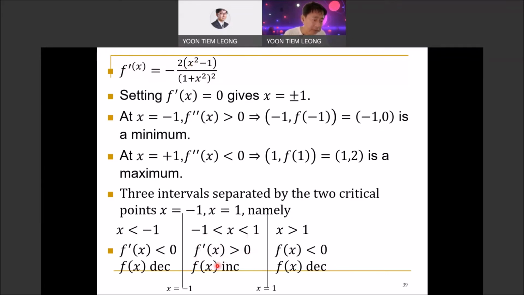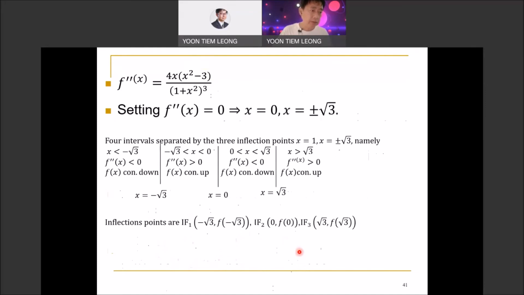Therefore, f of x is increasing. So you have decided what the trend of the function is. The function will be going down from left to right, then going up, and then going down again. So these are the intervals where the function is decreasing. So that is the first bit of the question. Then you go to the next bit.